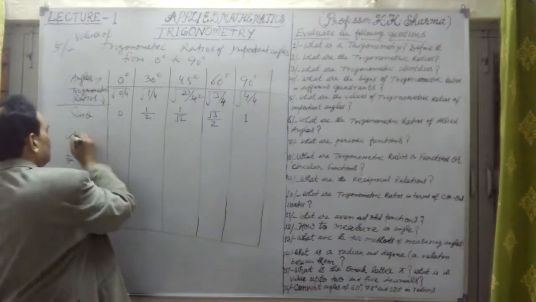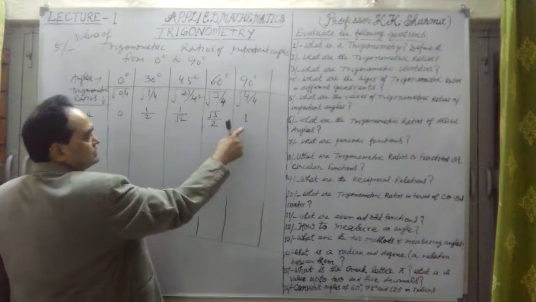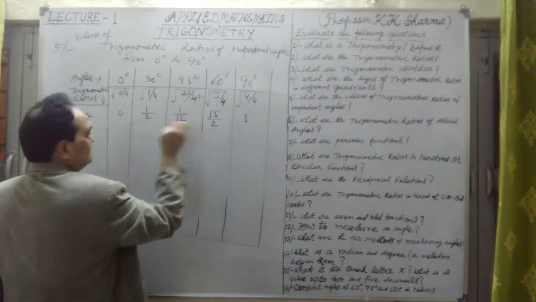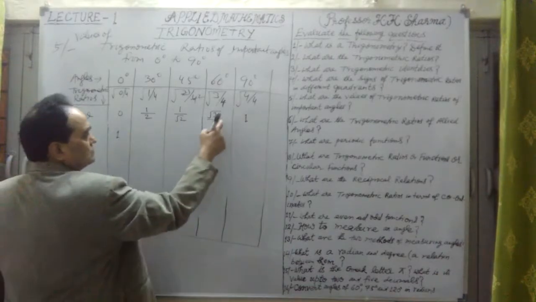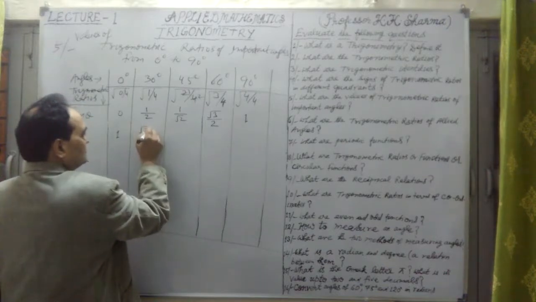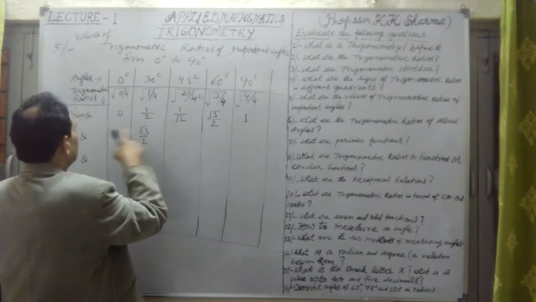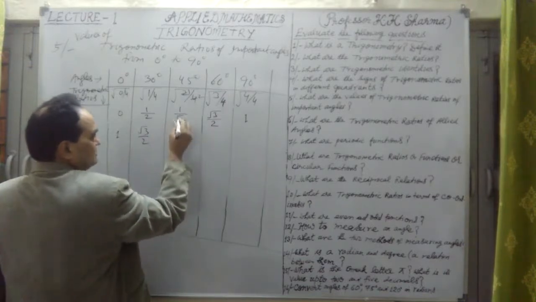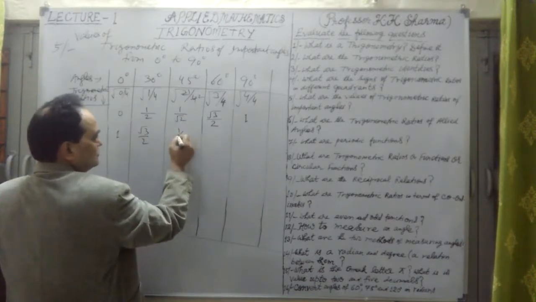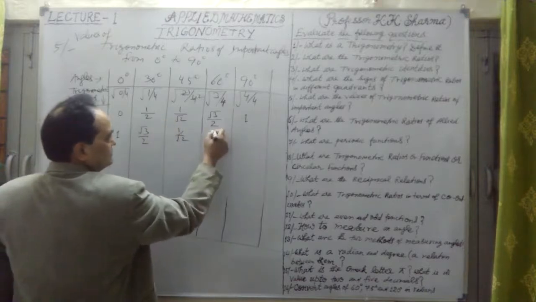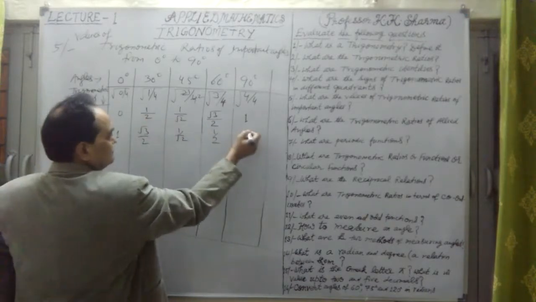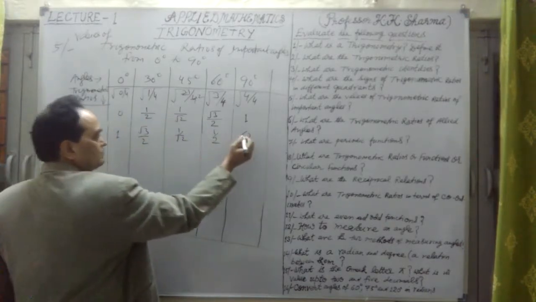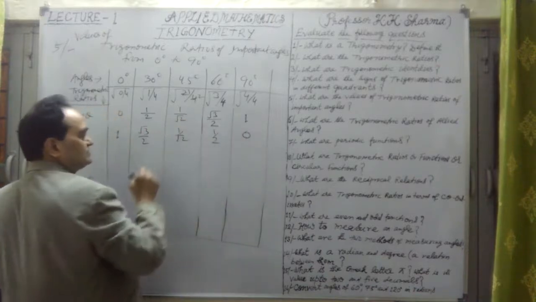Now what in case of cos? We just reverse these values. 1 is for 0, root 3 by 2 is for 30 degree. Cos 30 degree is root 3 by 2. This 1 by 2 stays right here, 0 right here. Just reverse them. The middle value is as it is.